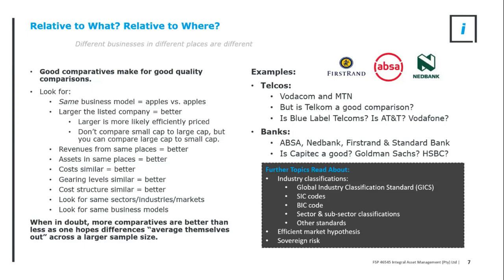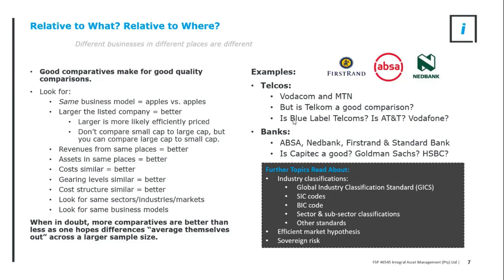The problem is which one's the relative, because you have a sample of one relative to a sample of one. So maybe we look a little further afield, we look at Telkom. But Telkom has a mobile side, but it has a large fiber side, and it has a legacy landline side. So is that really a good comparison?